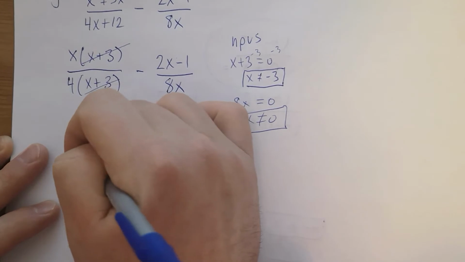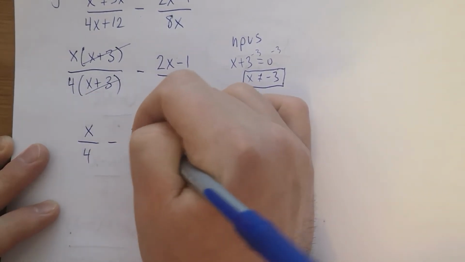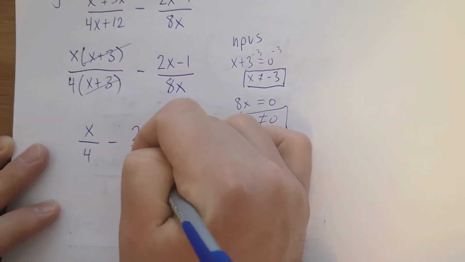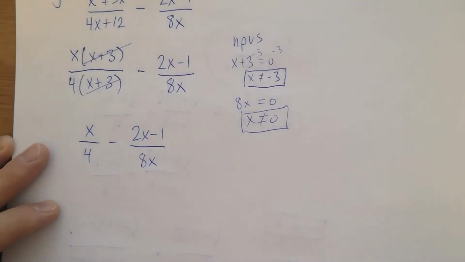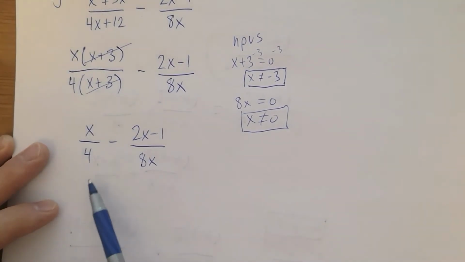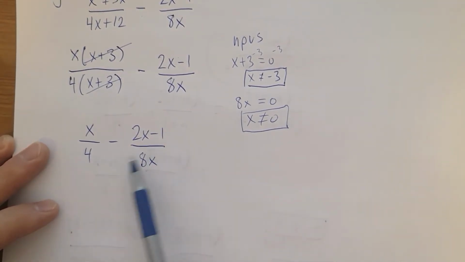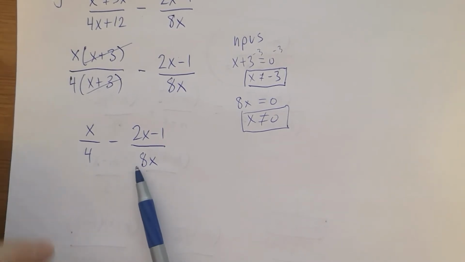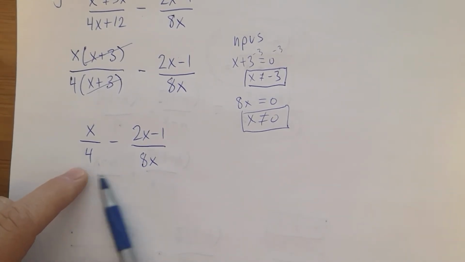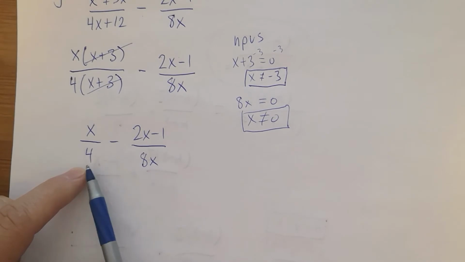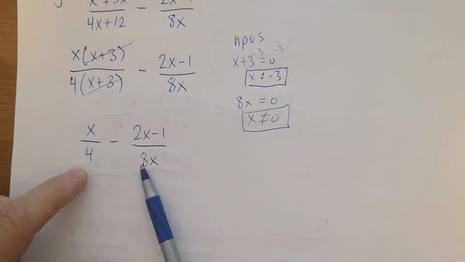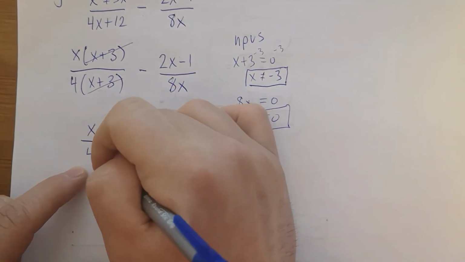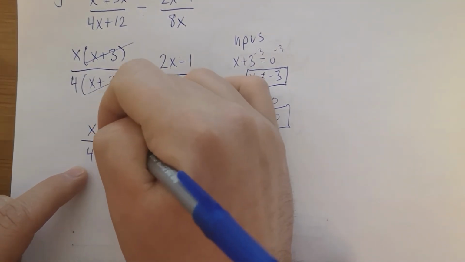Cleaning up, I've got x over 4, subtract this term here, 2x minus 1 over 8x. At this stage, we have to figure out what our common denominator is going to be and how we're going to get there. All right, so what do you have to multiply 4 by to get 8x? Okay, 4 times 2 will give you the 8, and you need an x. So I'm going to say, let's multiply top and bottom by 2x.